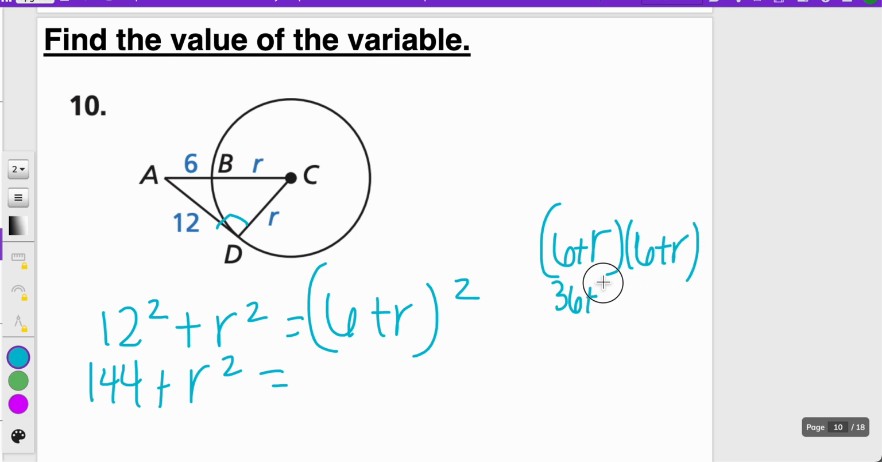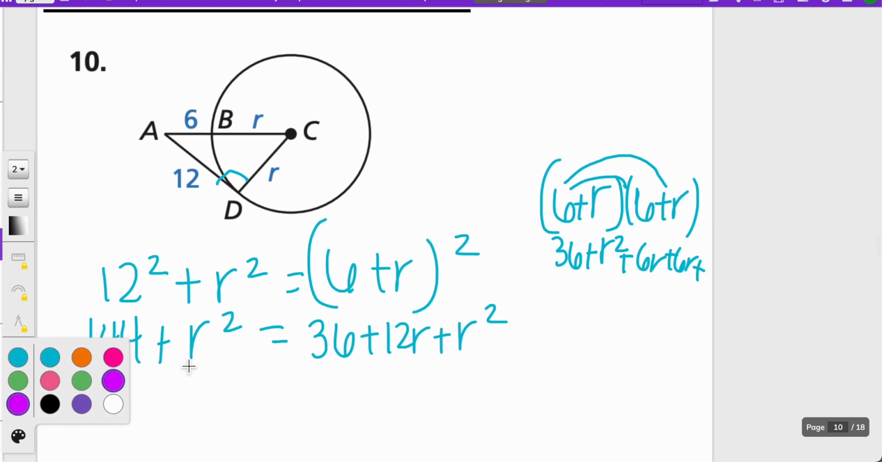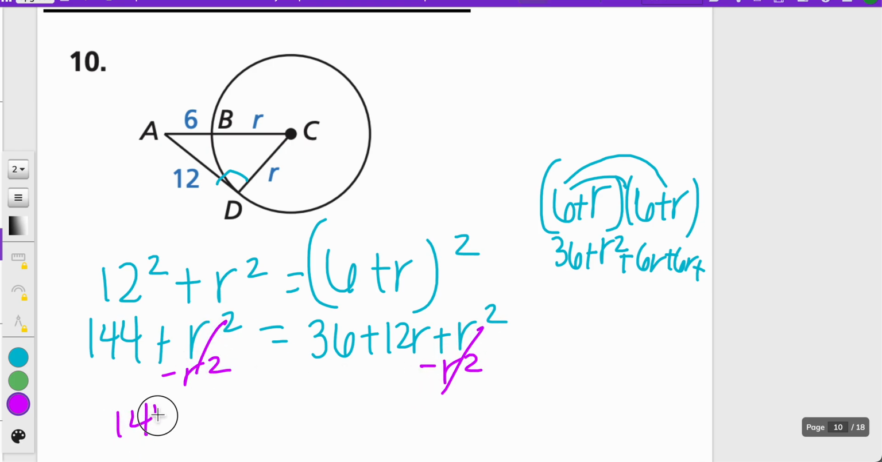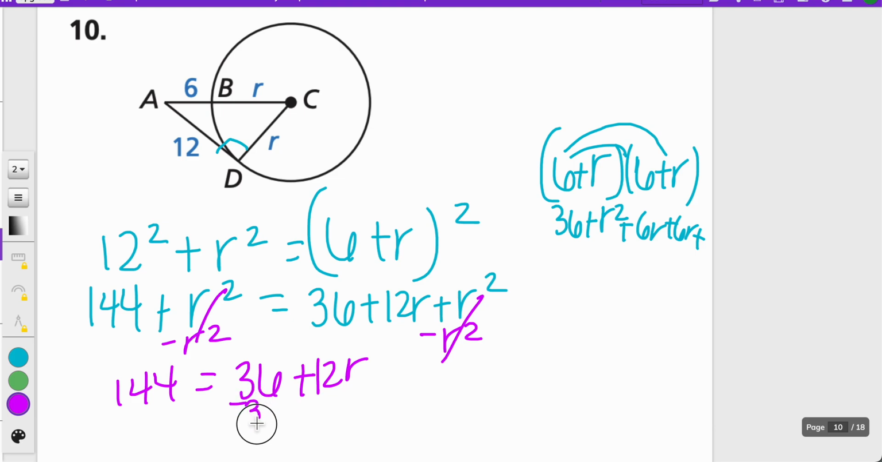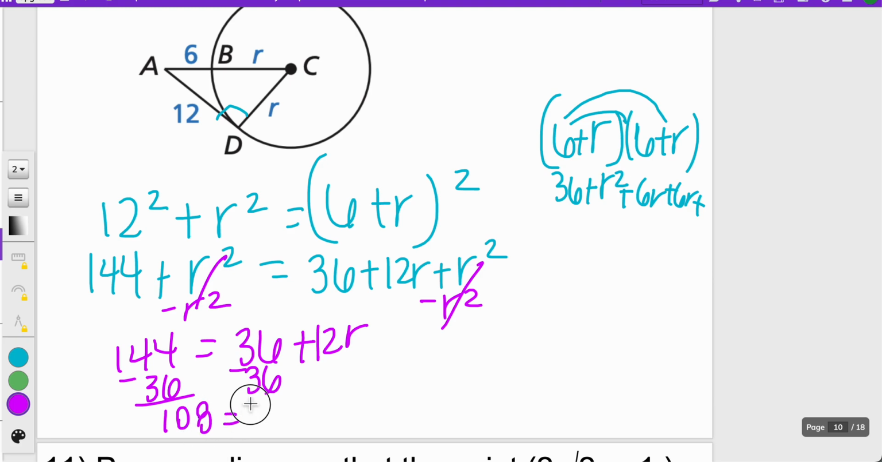36 plus 6r, so first, outer, inner, last. So I got 36 plus 12r plus r squared, okay? Here's the nice thing, when I start to try to find my r, if I subtract r squared, they cancel out. So 144 equals 36 plus 12r, minus 36 from both sides. I'm going to get 108 equals 12r, so r has to be 9.